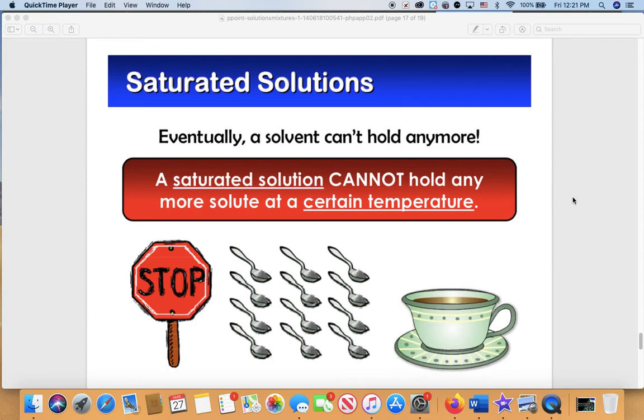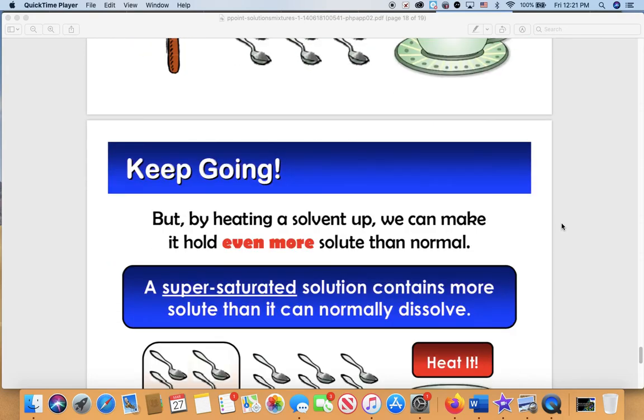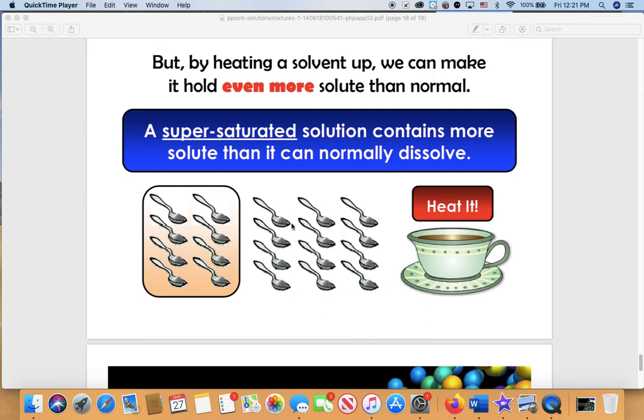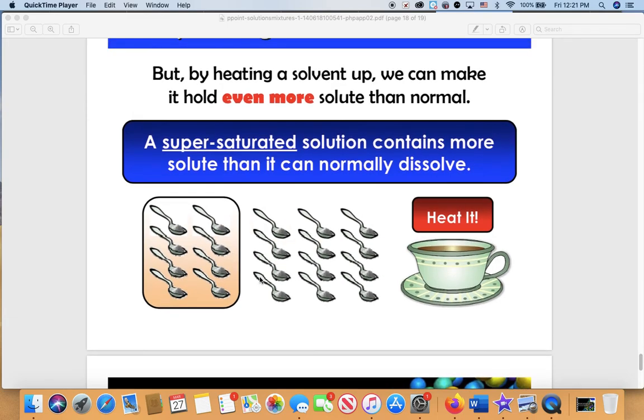And what it looks like within the solution is if I add sugar or salt to water, eventually it will no longer dissolve. You can keep stirring it and stirring it, but it's not going to dissolve anymore. But this is only true at a certain temperature, because if I heat up my solvent, we can even put more of a solute than normal. And when that's the case, we have something called a super saturated solution. So this is regular saturation amount. If I heat it, I can add more, super saturated.